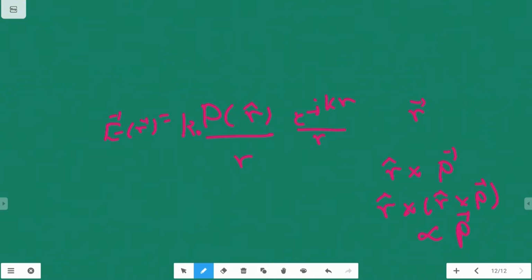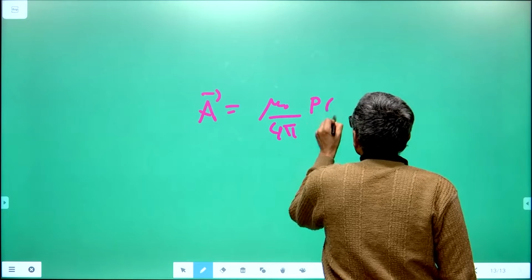if you retain just 1 minute, let us just go through the whole calculation again. A was nothing but mu naught by 4 pi p at r cap.